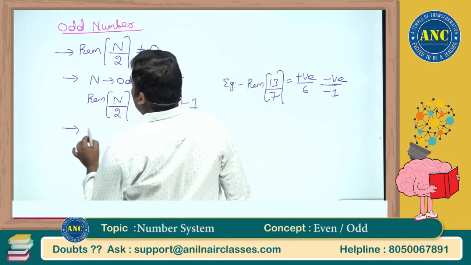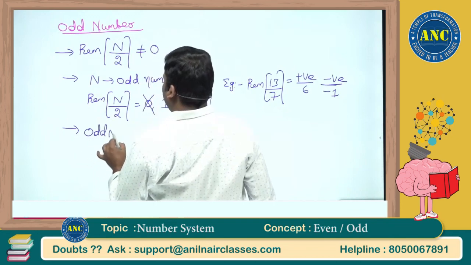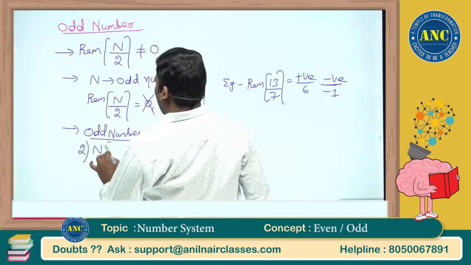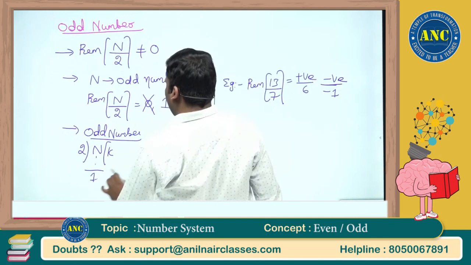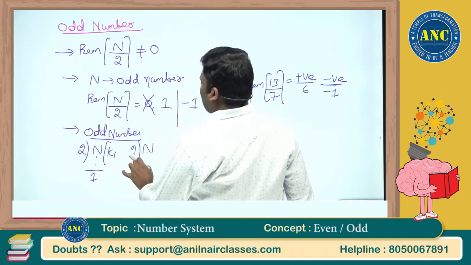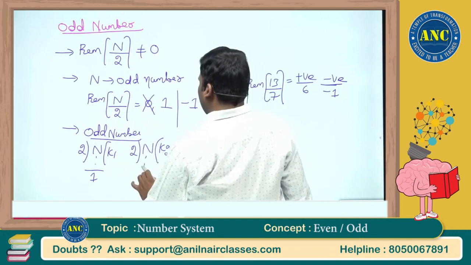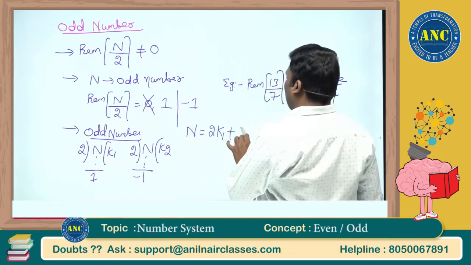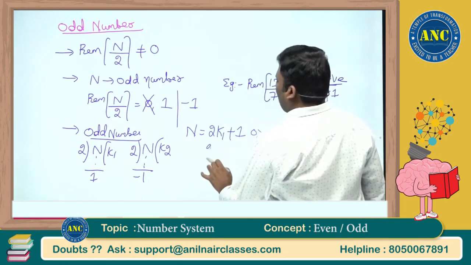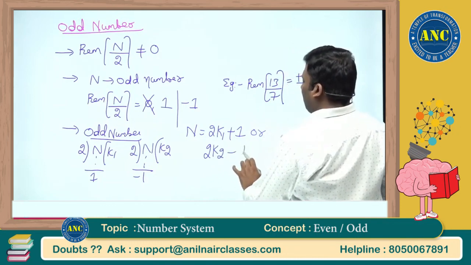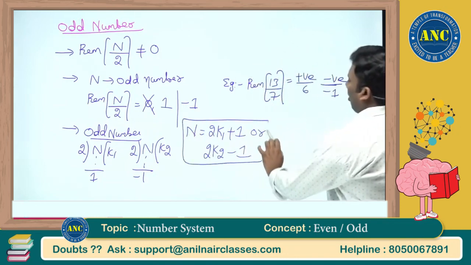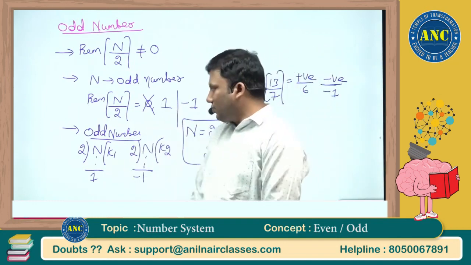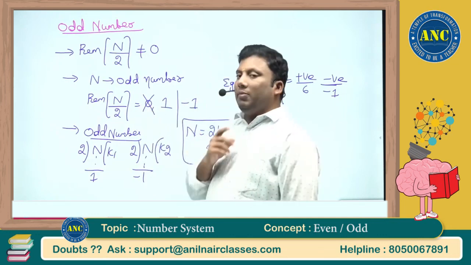That means for any odd number, let the number be n. When I divide by 2, the quotient is k1 and it gives a remainder 1, or when it is divided by 2, the quotient is k2 and the remainder is minus 1. So n, the dividend, equals divisor into quotient plus remainder, or divisor into quotient minus 1. That is the reason we got 2k plus 1 or 2k minus 1: positive remainder plus 1, negative remainder minus 1.